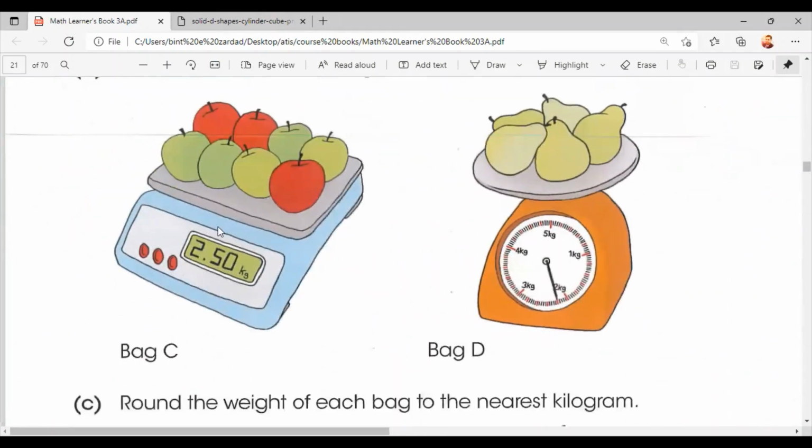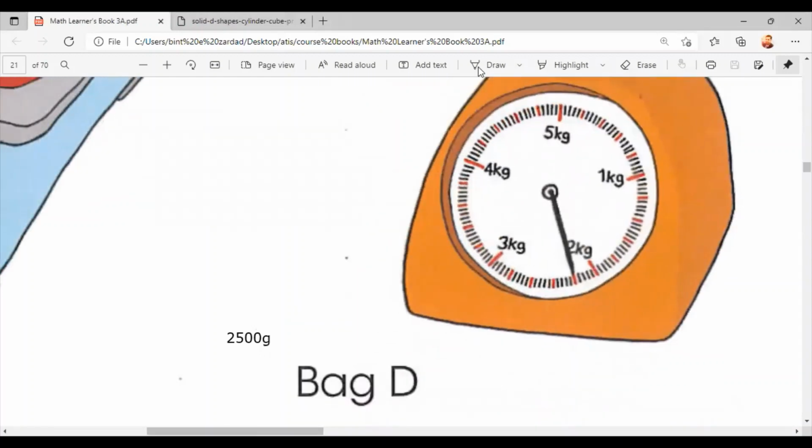So 1 kilo equals 1000. It is 2.5 kg, so it means 2500 grams. Do you write grams or only g? Both correct. And bag D, it is 2000, because 2 kg equals 2000, but it's a little bit forward. 2000 until here, but it's more.